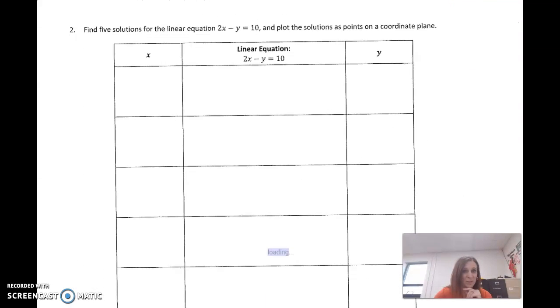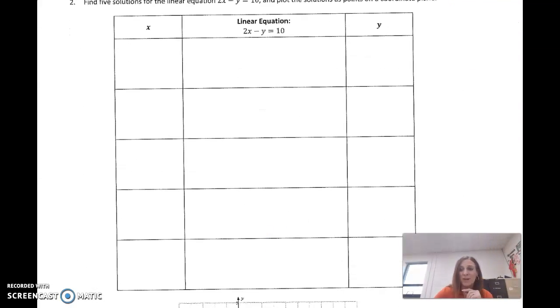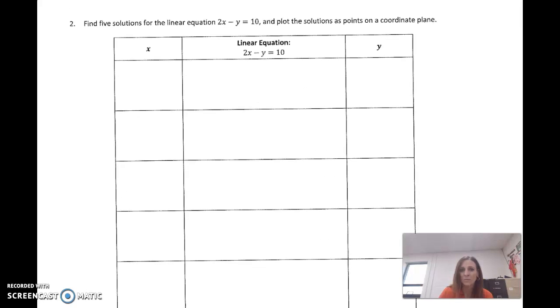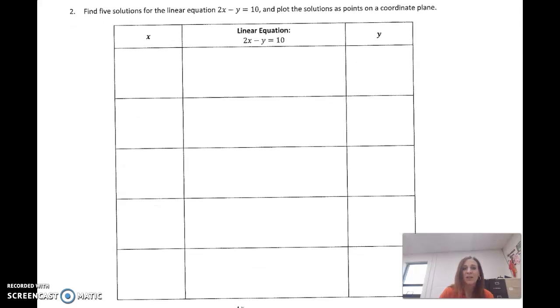So let's look at another example. We're doing the same thing. We're going to find 5 solutions for the linear equation. Linear, it's going to be a straight line, so we anticipate our points are going to line up in a straight line. Linear equation, 2x minus y equals 10.